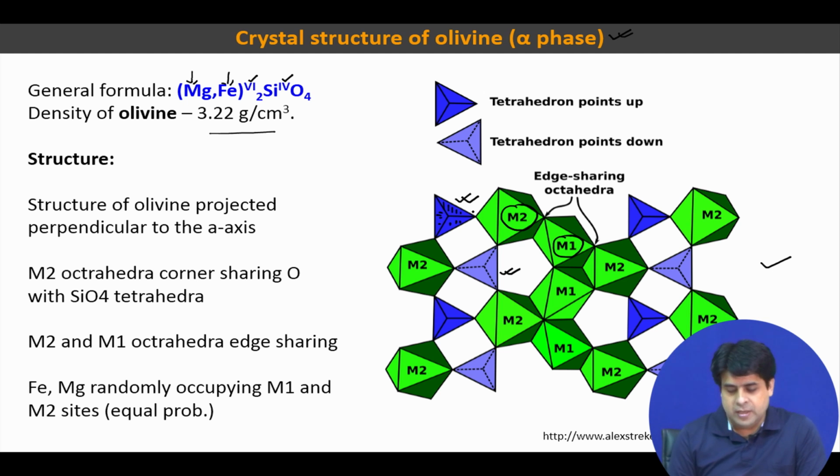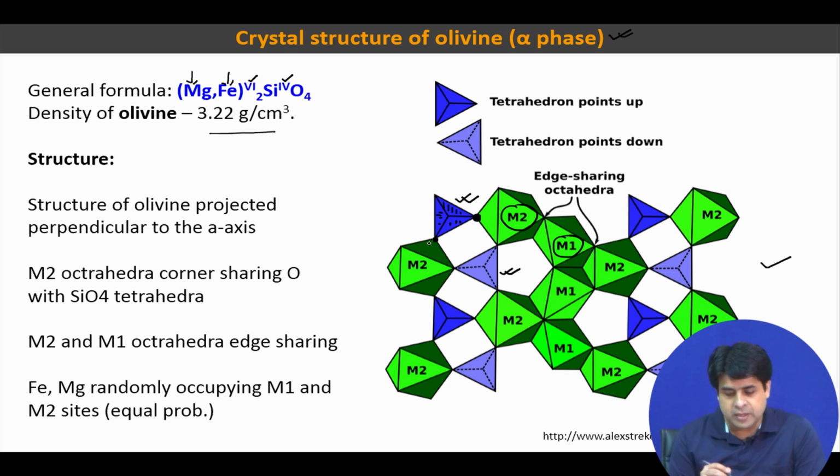And if you notice this in the diagram, you will observe that the larger site, the M2 site, is the octahedral site. So basically you have 8 faces, and at the corners of this octahedron the oxygens are connected with a tetrahedron. So in this kind of structure in olivine, the oxygen in the tetrahedron will always connect with an M2 site. Okay, so you see another oxygen is connected with another M2 site.